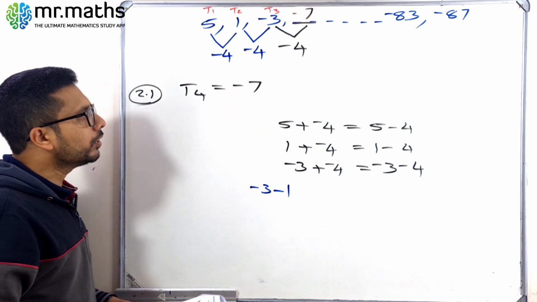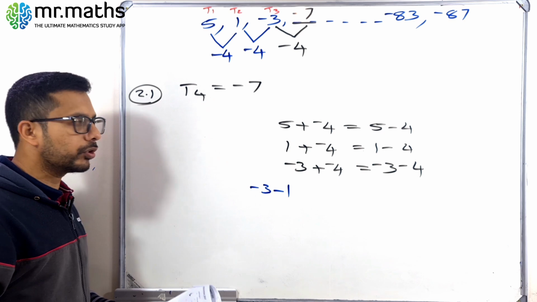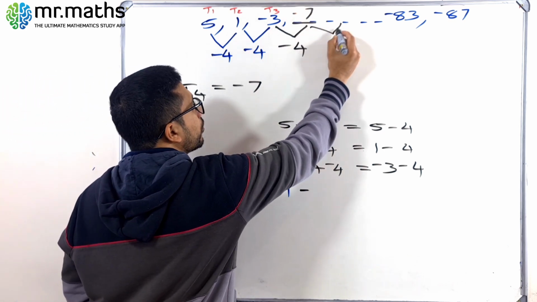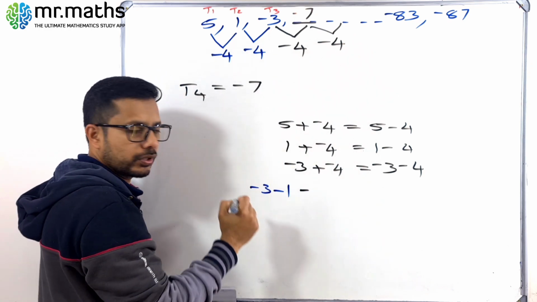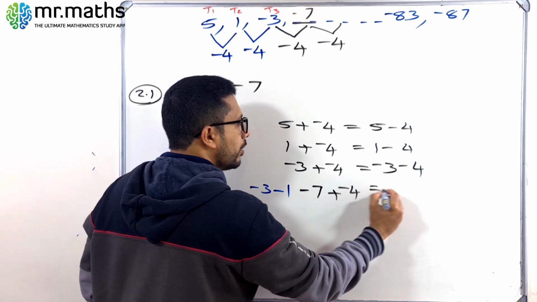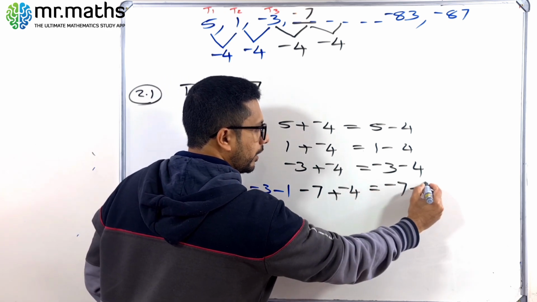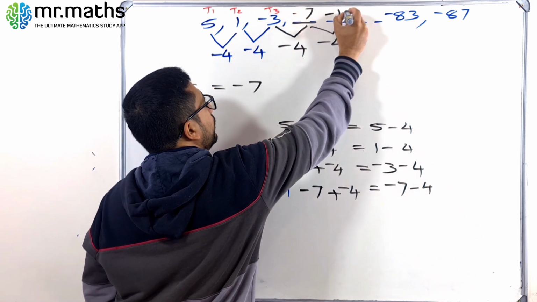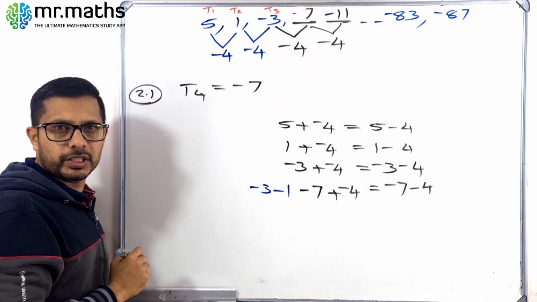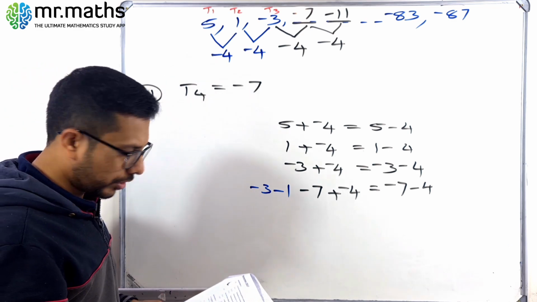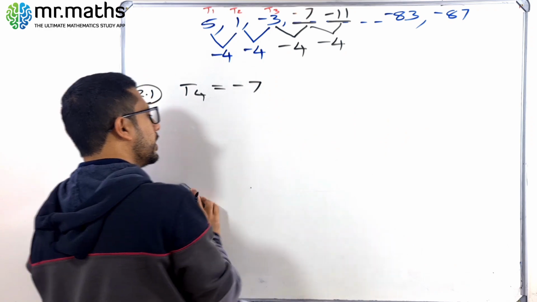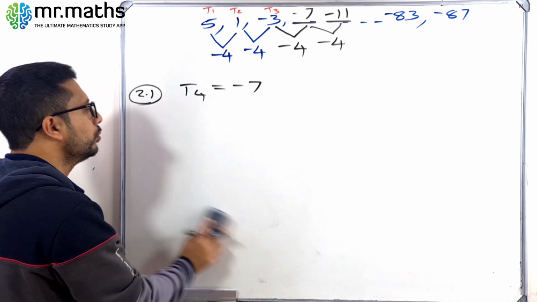Now if you want to find the fifth term, what are you supposed to do? The term is minus 7, and the common difference is the same, minus 4. So it is minus 7 plus minus 4, which is minus 7 minus 4, that is minus 11, like that. You understand? Anyway, that is the question. Fourth term is minus 7. Now let's move to the next question, question number 2.2.